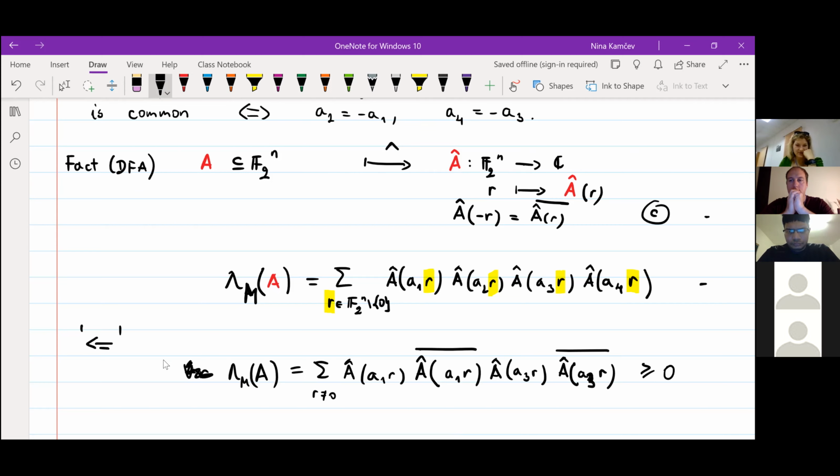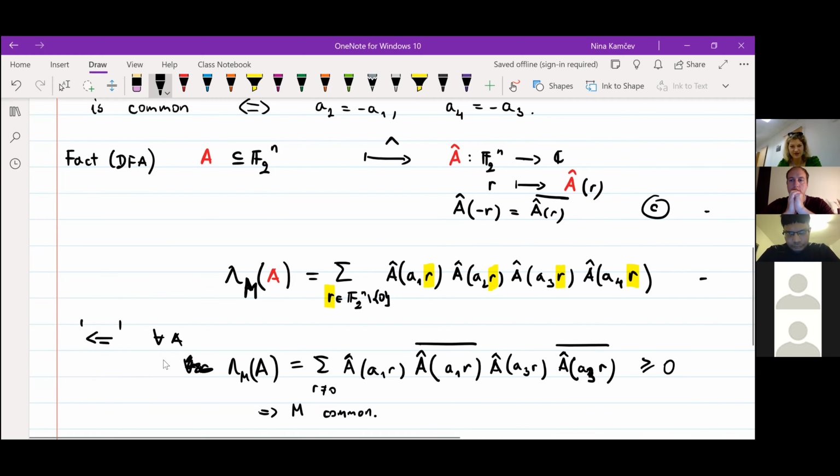And this is true again for any A. So the equation is common. M is common. Okay, so that's the positive direction.